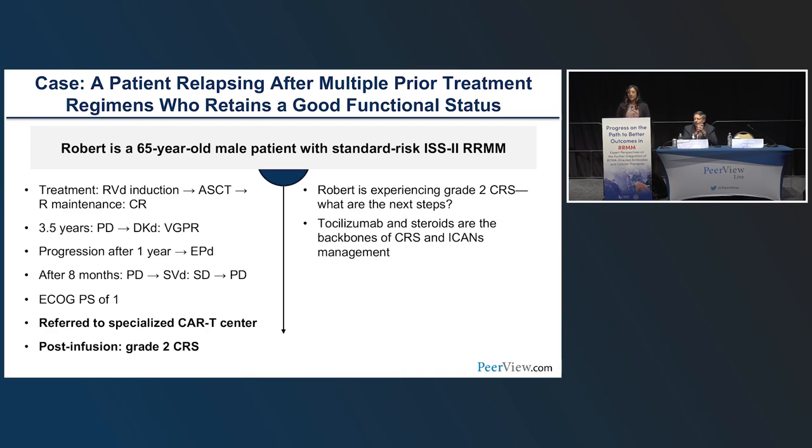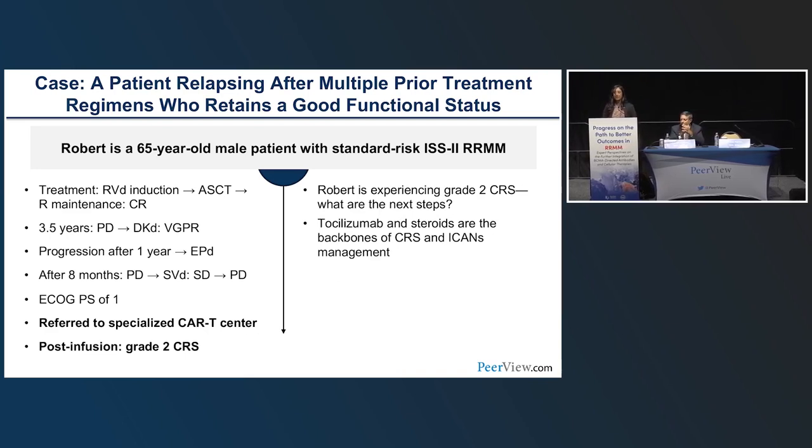Okay, so then the patient is referred to a specialized CAR T center, gets CAR T, has grade 2 CRS. So questions are, what are the next steps? I think for us at MD Anderson, we would use tocilizumab at this point, but a lot of centers are using toci even at grade 1 CRS, so not sure what happens at Emory.